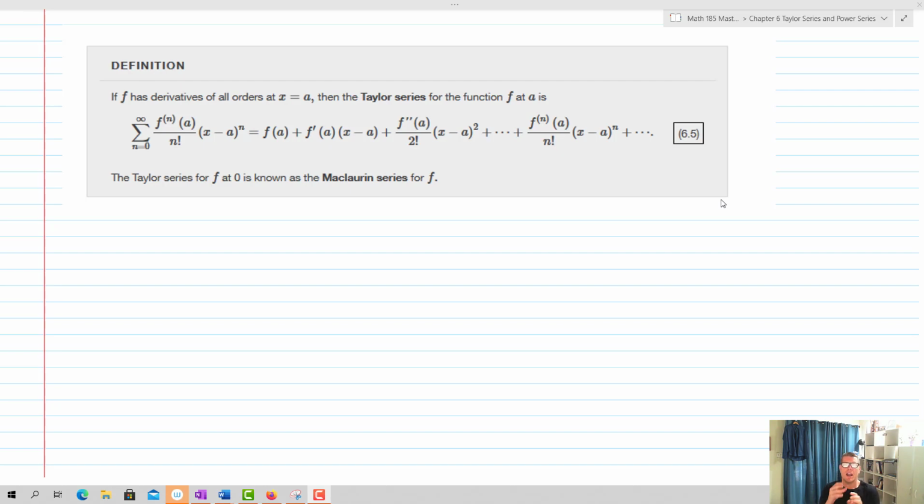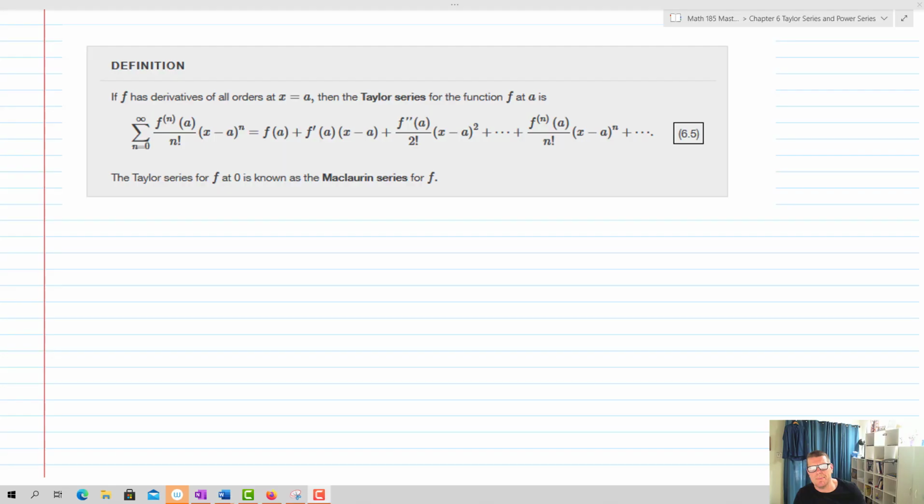Now one thing to get here is that it's entirely possible that past a certain value of big N, our derivatives might end up going to 0. This is actually going to be the case with all polynomials. Polynomials are all going to have their derivatives going to 0. Whereas a function like sine or cosine is going to have a Taylor series where the terms just keep going on and on and on.